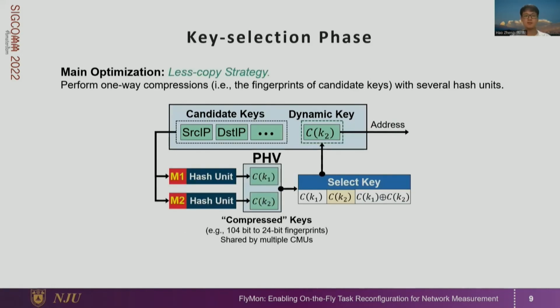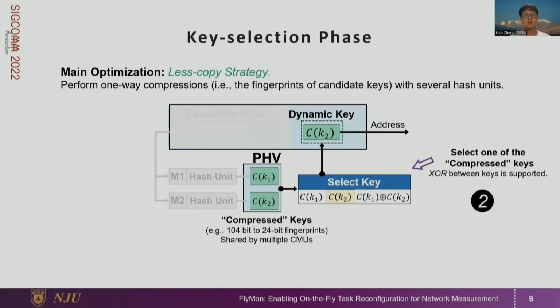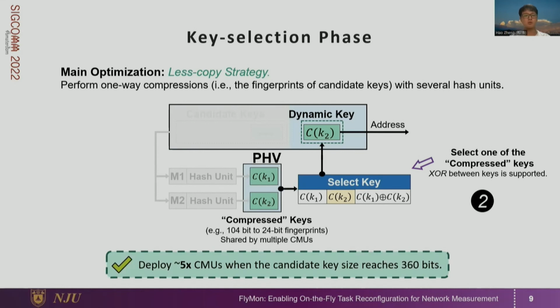To optimize it, we introduce a lazy copy strategy. Firstly, we generate several compressed keys with hash units. We can decide which keys to compress in the control plane with the dynamic hashing feature of the RMT hardware. Secondly, each CM unit only selects the compressed keys or the bitwise exclusive OR among the compressed keys. With the optimization, we can deploy about 5 times more CM units when the candidate key size reaches 360 bits.